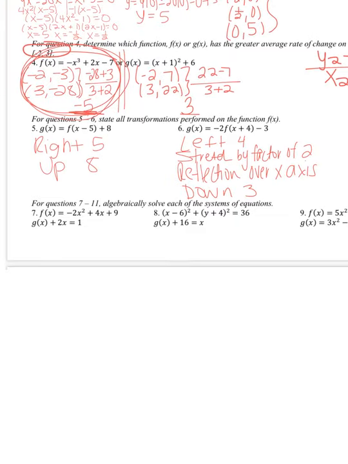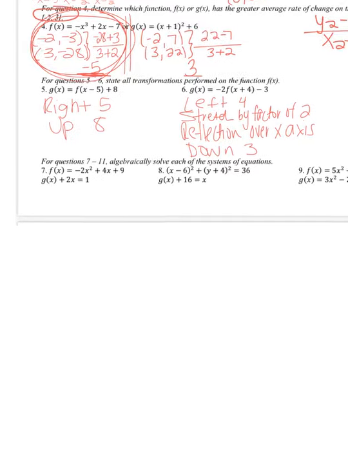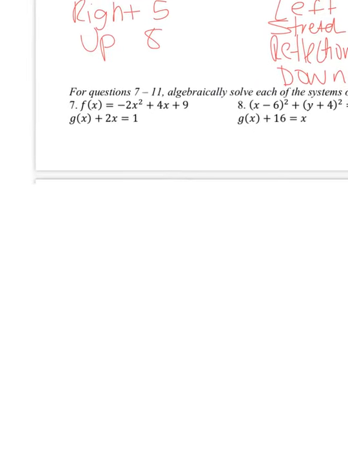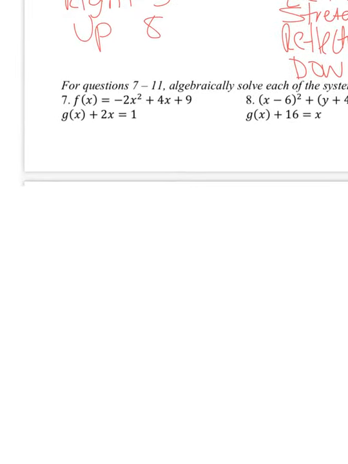Numbers 7 through 11, and also including that system later on. But this is like the bulk of what we've been doing the past few days. So we have to solve the system. When you're solving the system, you need coordinates, x's and y's. So for number 7, you can rewrite these as y equals if you would like. The second one, I'm going to change to y equals 1 minus 2x. And then I'm going to take this y equals and plug it in up here.